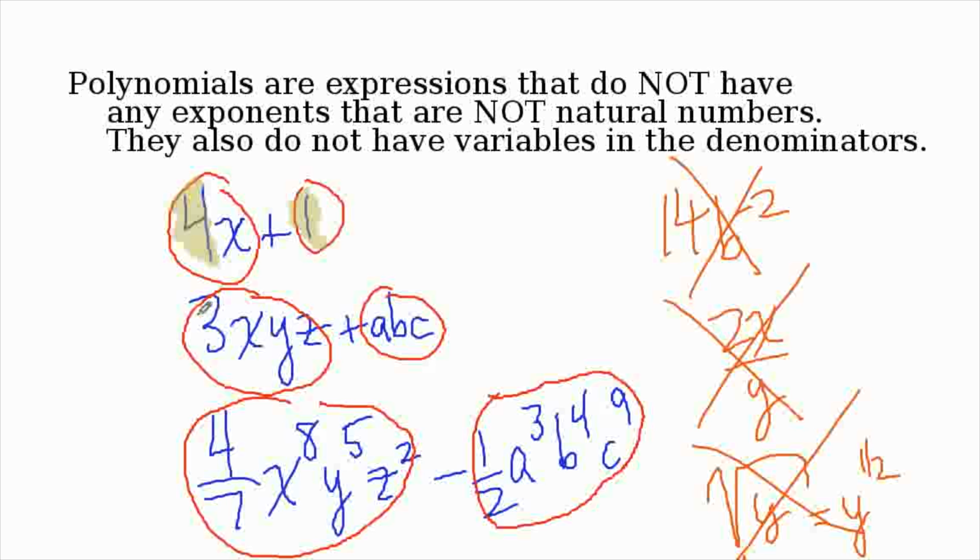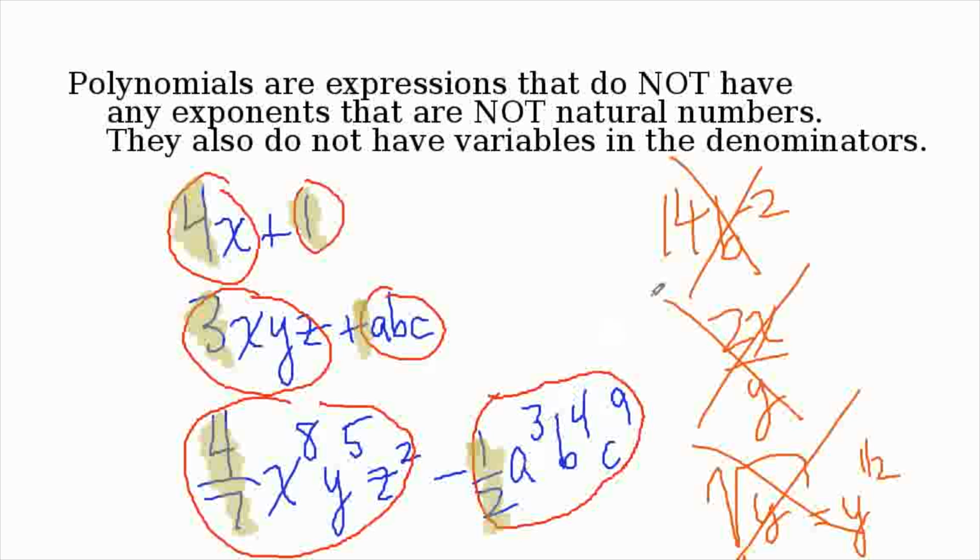For the second polynomial, the 3 is the coefficient. For the ABC term, you might say there's an invisible 1, so the coefficient is a 1 if you really had to specify a coefficient. And on the third polynomial, the 4/7 is the coefficient, and then the 1/2 is the coefficient of that term. If you want to think of it as adding a negative 1/2 a cubed b to the 4th c to the 9th, then you would say that the coefficient is -1/2. But it's always the numbers.